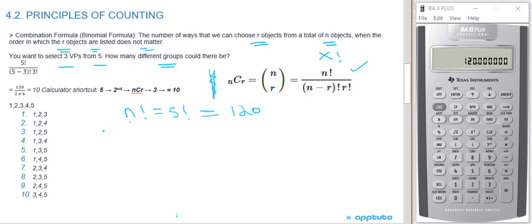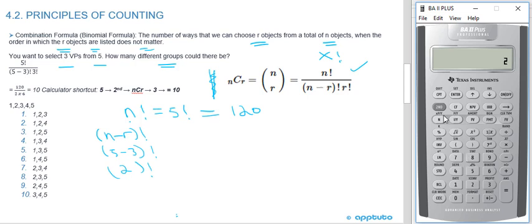For our denominator, the first thing that we need is (n minus r) factorial. n is 5, minus r is 3, so that's just 2 factorial. Again, using the calculator it's very easy: second, above the multiplication, and that equals 2. So now we know this bracket equals 2.